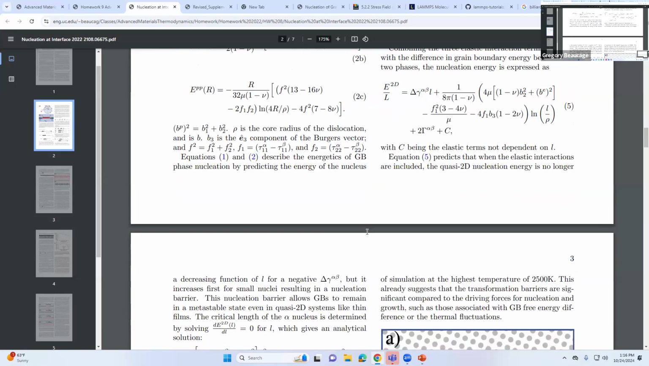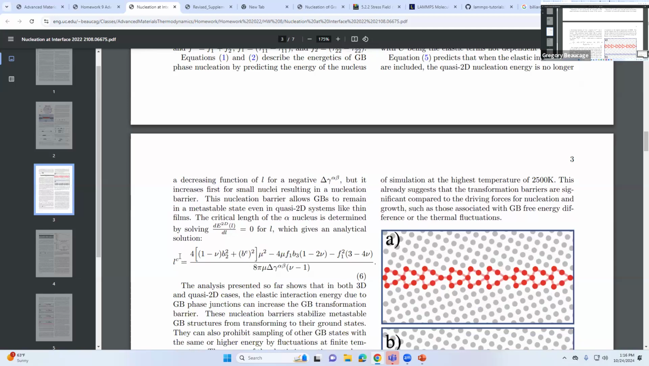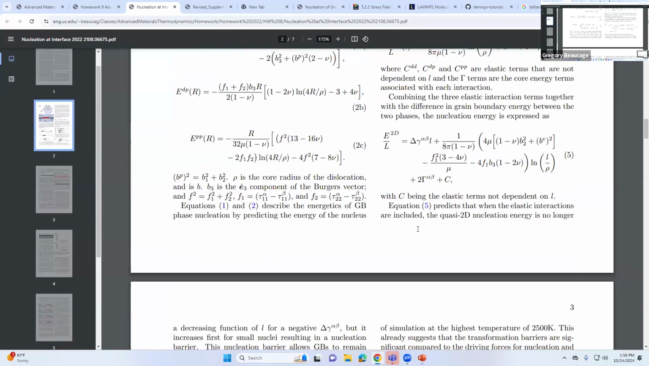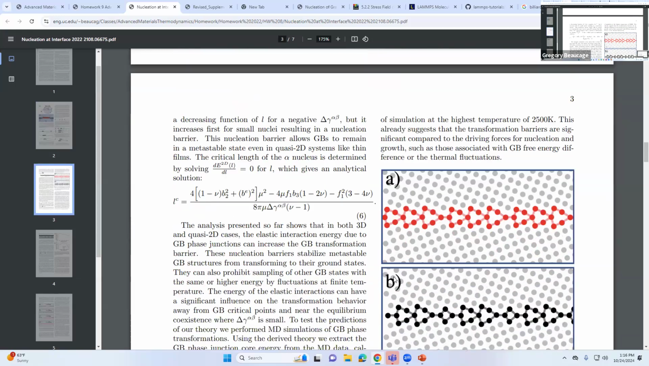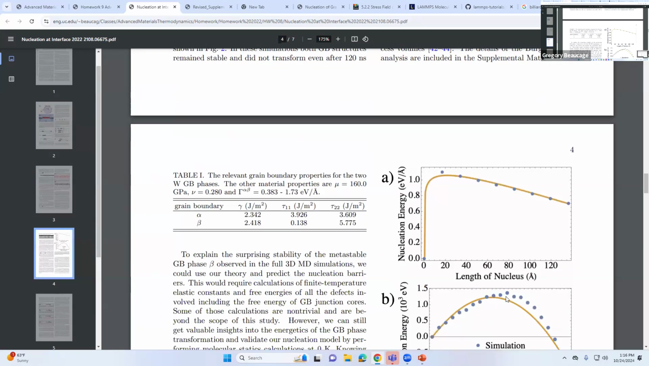Right, and then solve for L, and then you should get this for your answer for L. Once you set that derivative to 0, you get that. And then you plug that L back into this equation to get the energy. To use that critical L to get the critical energy, which would be the peak energy in that plot, would be the top number in this plot.